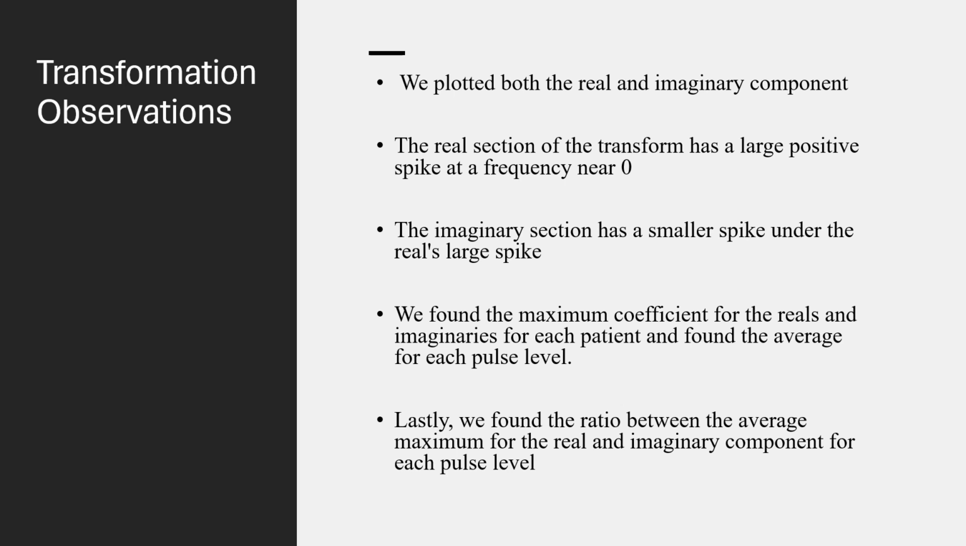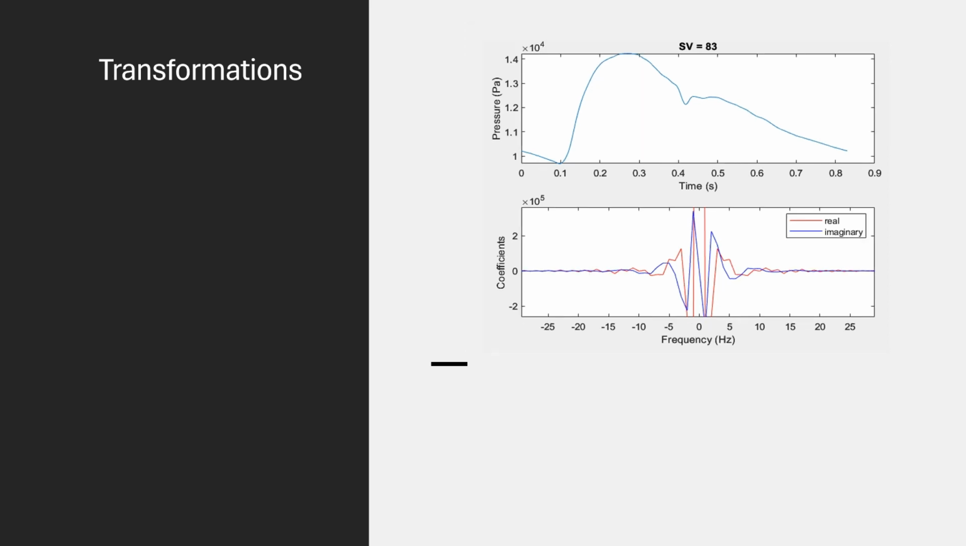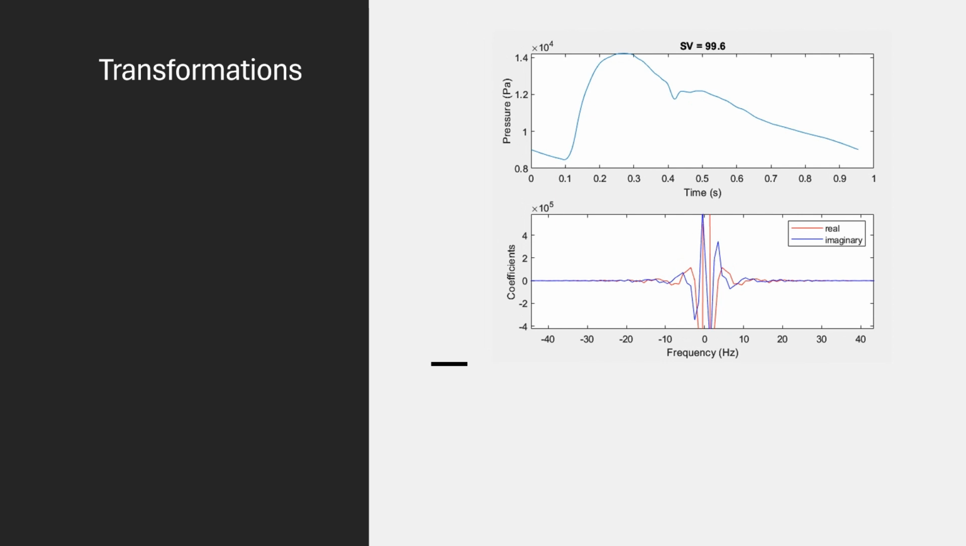So to find a difference, we found the maximum value for the reals and imaginaries, or the coefficient at the tip of each of these peaks for each individual, and we found the average of that for each of the different groups of stroke volume. So here you can see our transform of a pulse for the 66.4 group. As you can see in the red, there's the base of the large spike, and in the blue you can see the smaller spike as well. This is pretty much the same for all three graphs.